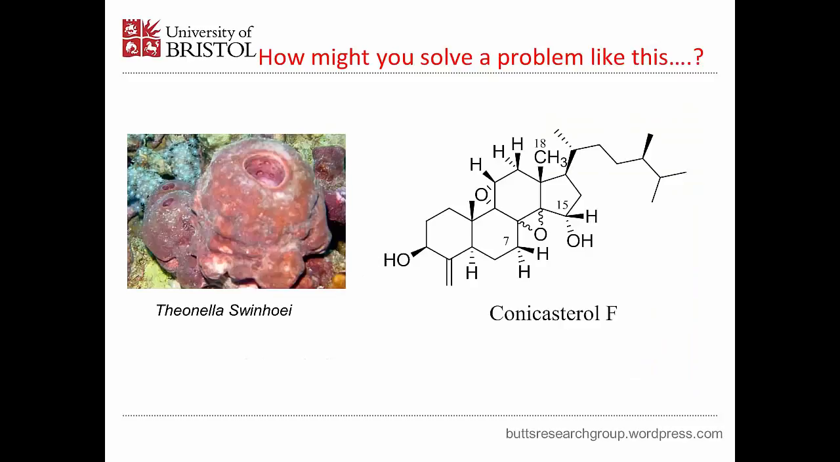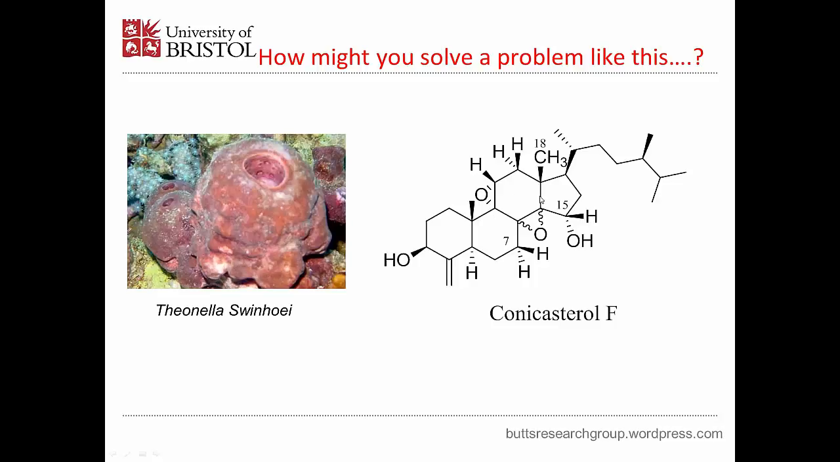So here's one of the first cases that we looked at that really got us into this field. This is conocosterol F. It's a molecule with basically a steroid type backbone, isolated from Theonella swinoi, a marine natural product, a sponge. And the 2D structure, or the connectivity of this molecule, was relatively straightforward for our collaborators in Italy to work out, but they really struggled to work out the stereochemistry of the epoxide in the center here. And the reason for that is that epoxide is a doubly quaternary epoxide. There's no protons on the epoxide.